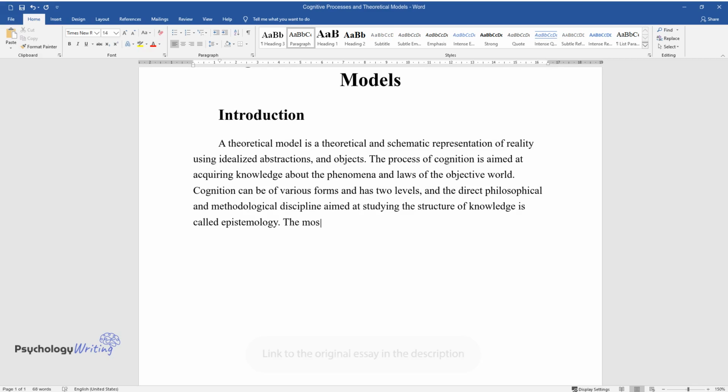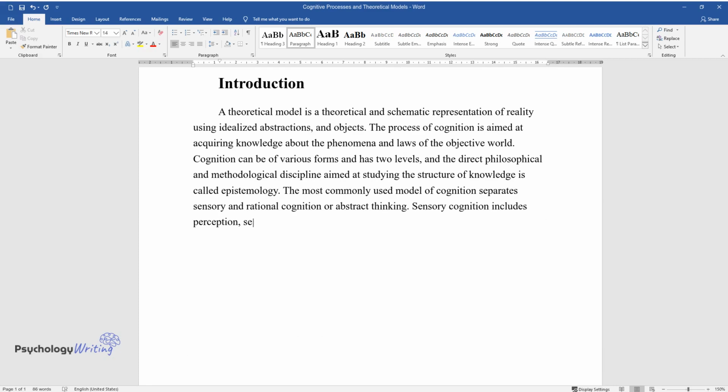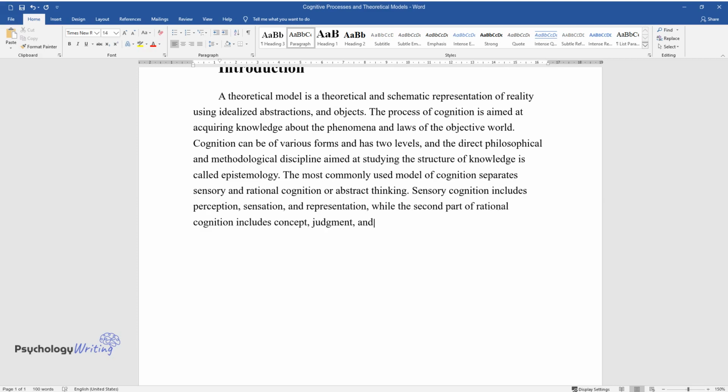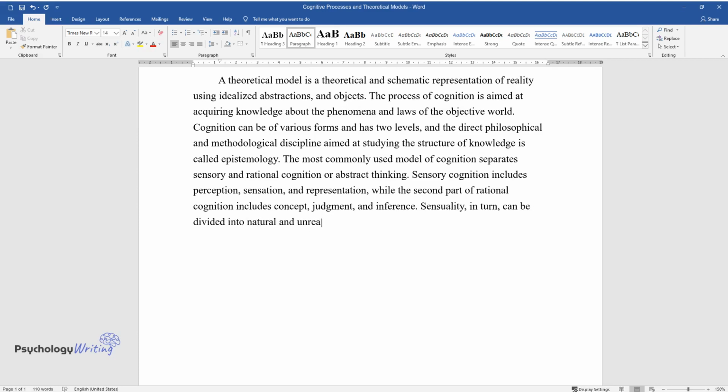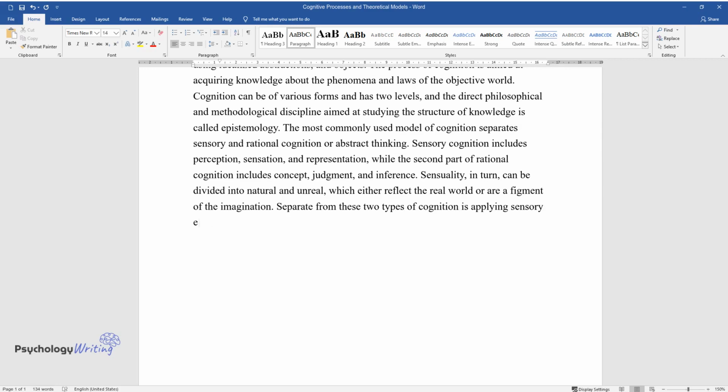The most commonly used model of cognition separates sensory and rational cognition or abstract thinking. Sensory cognition includes perception, sensation, and representation, while the second part, rational cognition, includes concept, judgment, and inference. Sensuality, in turn, can be divided into natural and unreal, which either reflect the real world or are a figment of the imagination. Separate from these two types of cognition is applying sensory experience and rational knowledge in one's activity.